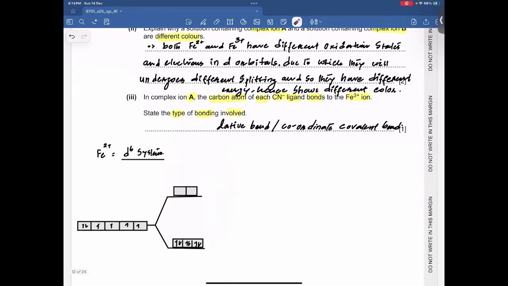So that's what I have written, with different electrons in the d orbital. Let me show you iron 3 ions. Since it has 5 electrons in the d orbital, it shows a d5 system.